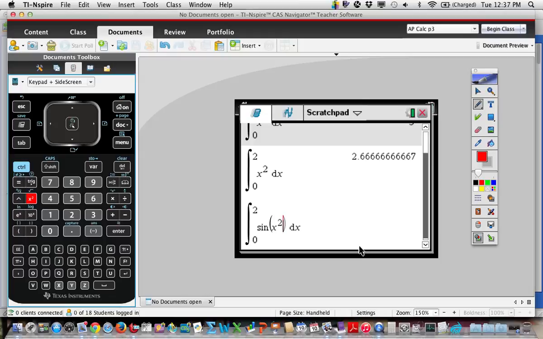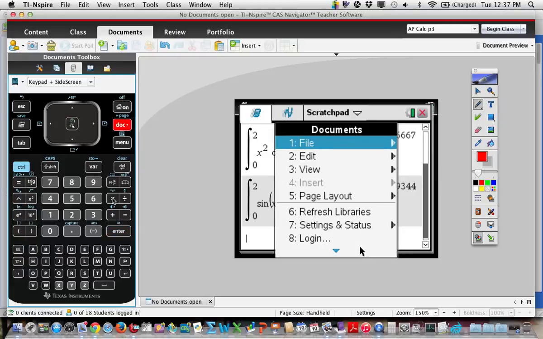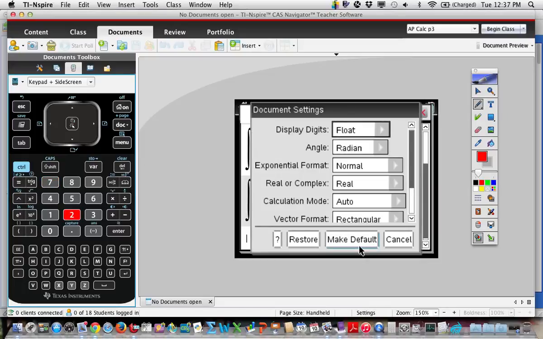So when we hit enter on this one, notice what we get. We do not get an exact answer. It goes right to a decimal. So your calculator, and if we go into our, under doc here, and I go down to settings, number 7, and I go to my document settings, number 2, and I go down here to calculation mode, I see that my calculator is set in auto mode. Now, what auto mode means, here are the other choices. I've got exact or approximate. So auto mode says, I'm going to try to get an exact answer. And if I can't, I'll give an approximate answer.